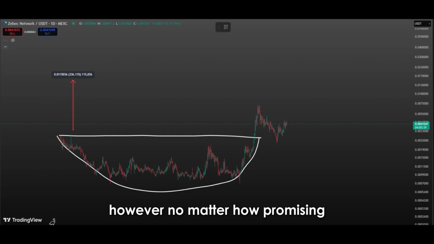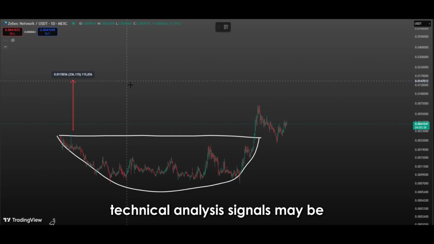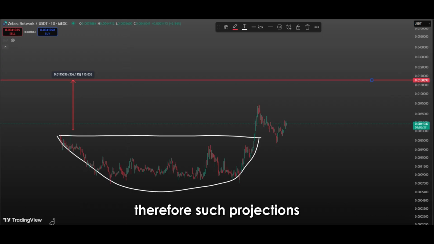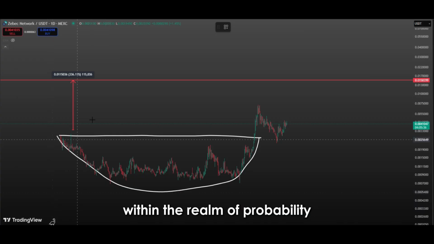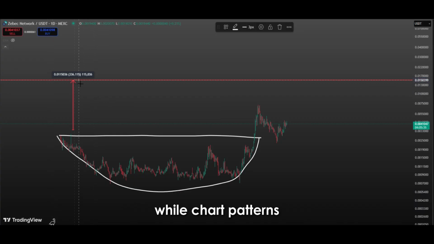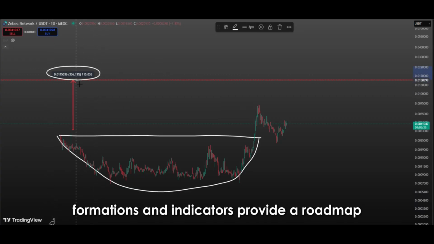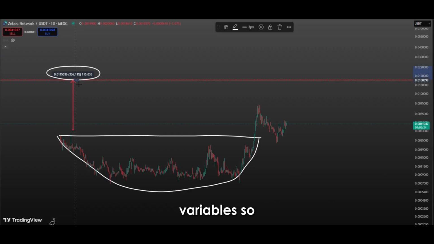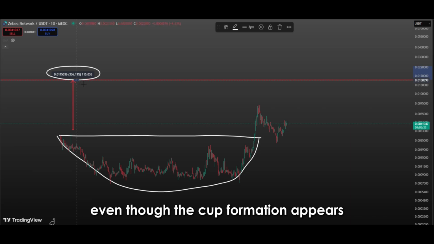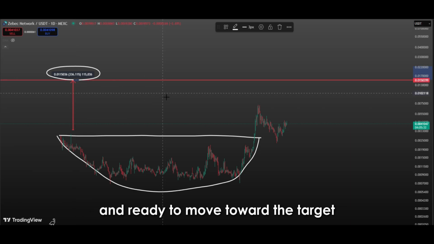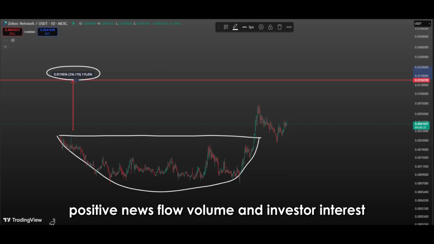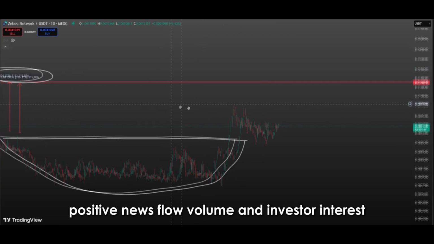However, no matter how promising technical analysis signals may be, there is never certainty in financial markets. Therefore, such projections should always be considered within the realm of probability. While chart patterns, formations, and indicators provide a roadmap, it's essential to remember that markets are influenced by numerous variables. So, even though the cup formation appears technically complete and ready to move toward the target, achieving this goal requires sustained positive news flow, volume, and investor interest.